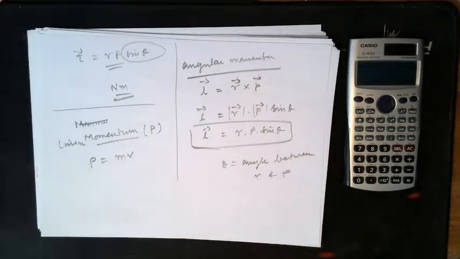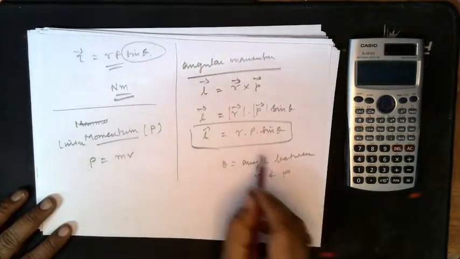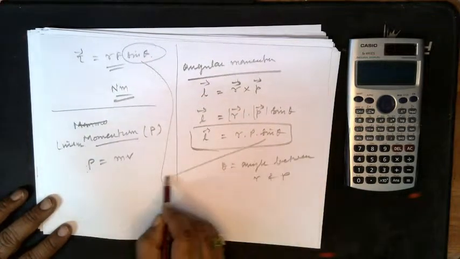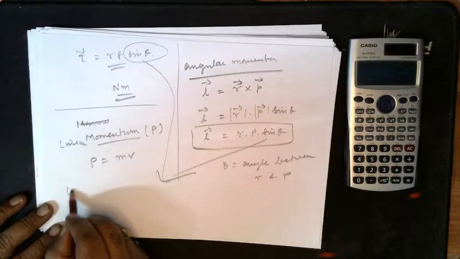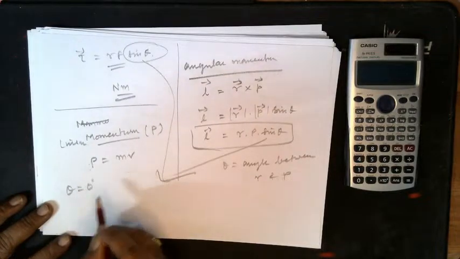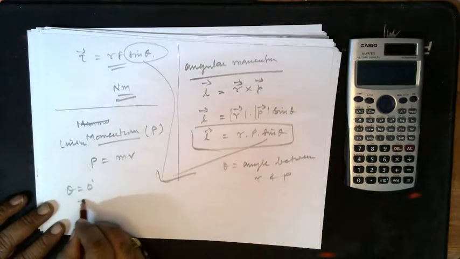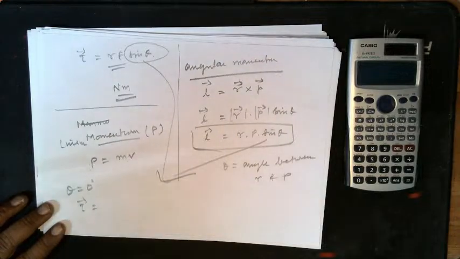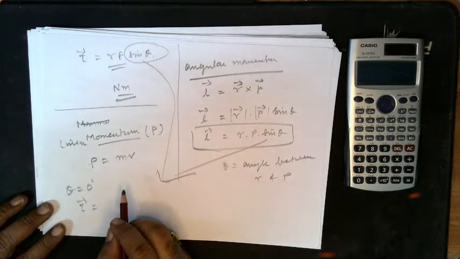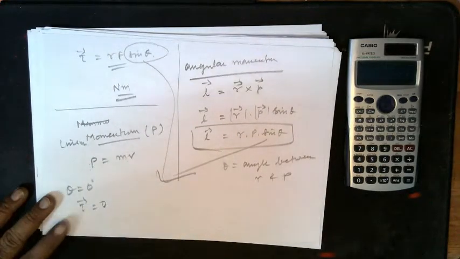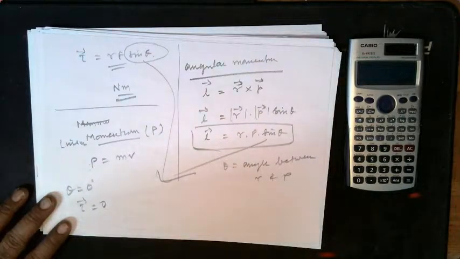Now we can have various cases in both. For example, even here as well as here. Based on theta, you can have various cases. Suppose theta is equal to 0, what will happen in this case? Tau is equal to sin 0, which is 0. So no torque. No angle, no torque. Sin theta is 0.